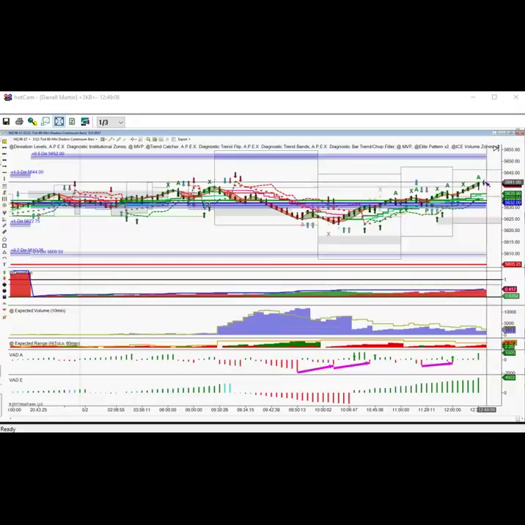But live volume looks like it might pick up. We'll see. This is going to be a hard point right here, just because of seeing that volume go from that low to that high that fast. So make sure you have it trailed.